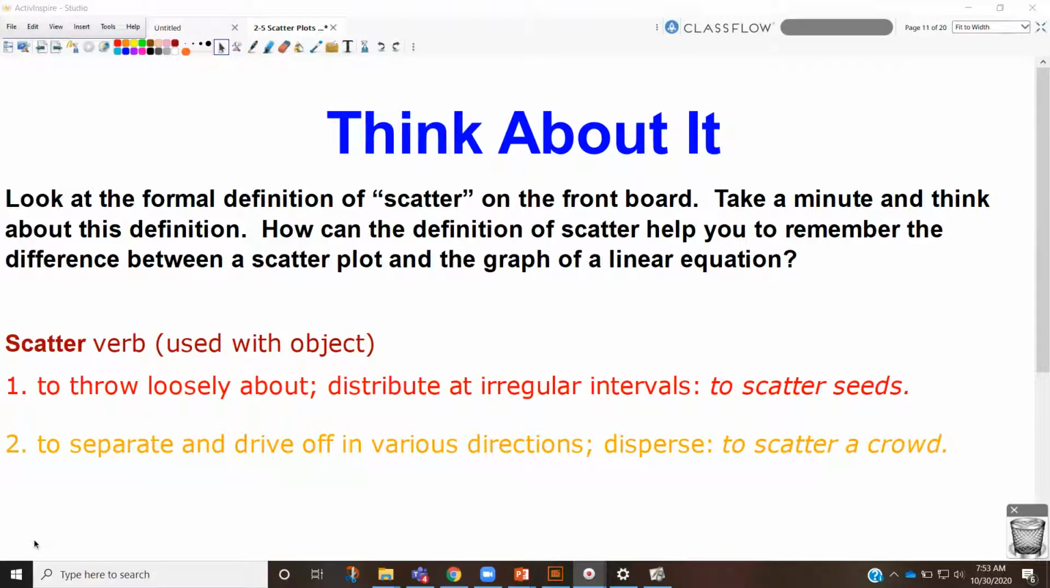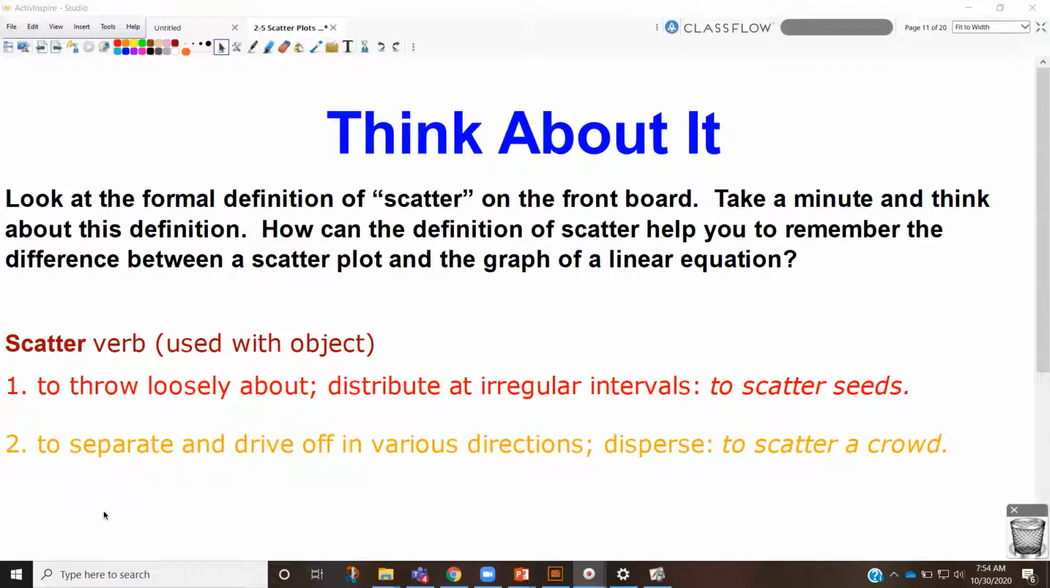All right, so yesterday we focused on scatter plots and trend lines by hand. Today we're going to work on scatter plots using a graphing calculator. In order to do that, we're going to talk a little bit about the word scatter and where did the word scatter plot come from? How did it come to be in mathematics?